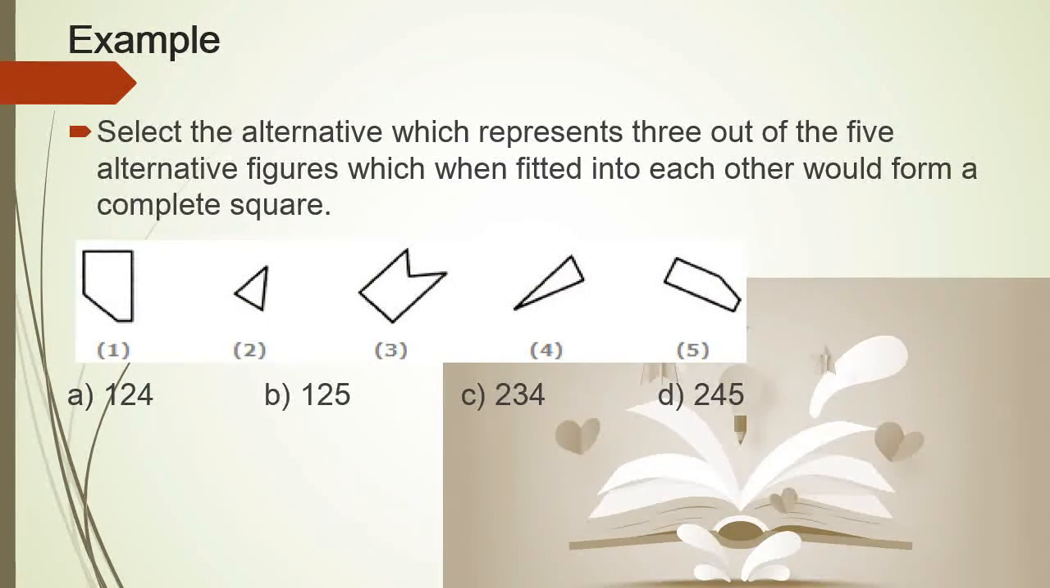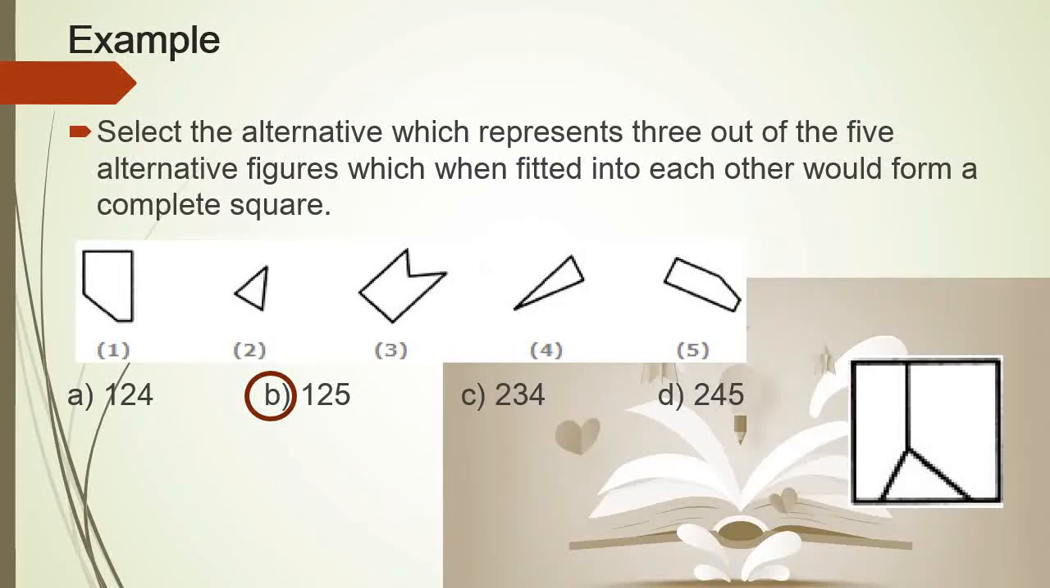So the question is, select the alternative which represents 3 out of the 5 alternative figures which, when fitted into each other, would form a complete square. So here 5 pictures are given. You have to choose 3 among the 5 pictures that form a complete square. So the answer for this one is option B. When we combine pictures 1, 2 and 5, we would be able to get a complete square as shown in the figure here.